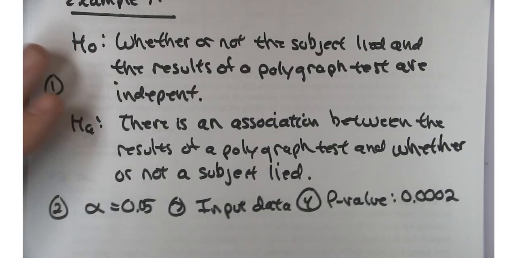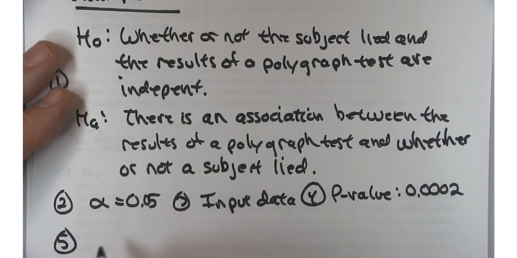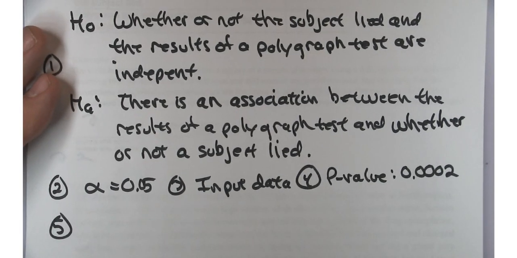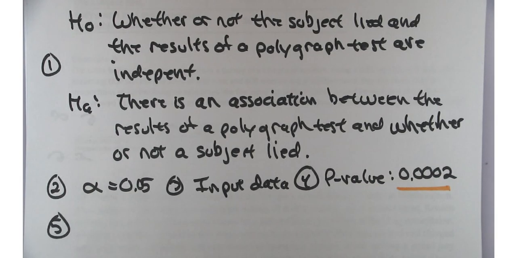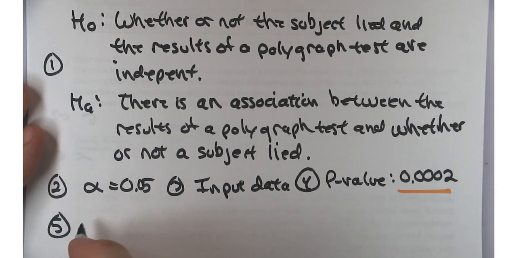0.0002. Joy, what's that going to mean our decision is? What are we going to do with H0? Got this for our p-value. What should we do with H0? Reject. Good. This is smaller than our value for alpha, so we're going to reject H0.